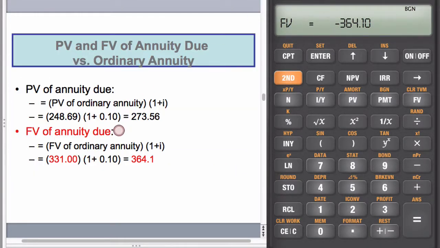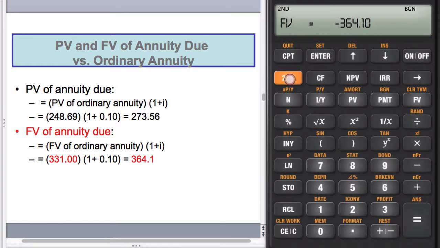Let's compare this here. Let's go back. You see this? If the begin mode wasn't there, it was 331. You multiply it by 1.1, you get 364, which we are also able to replicate with the calculator. So actually it all hangs together. In fact, this is a nice opportunity I'll take to undo the begin mode, and I'll just hit compute FV, and we should get 331.